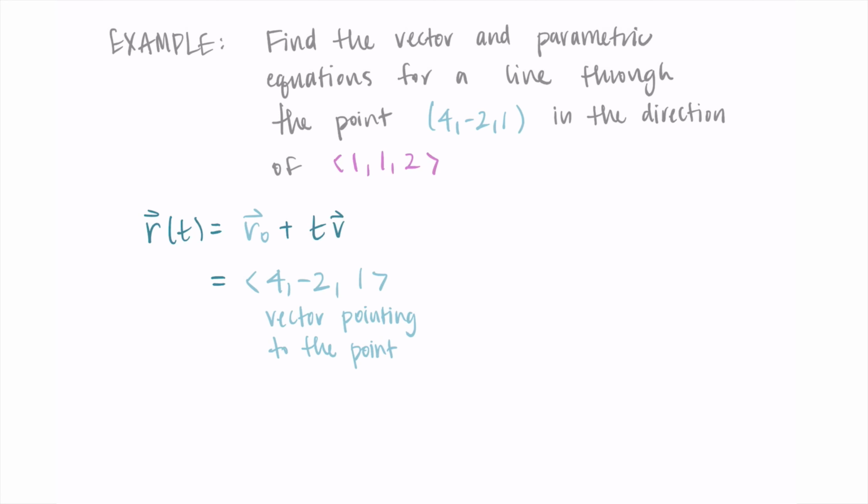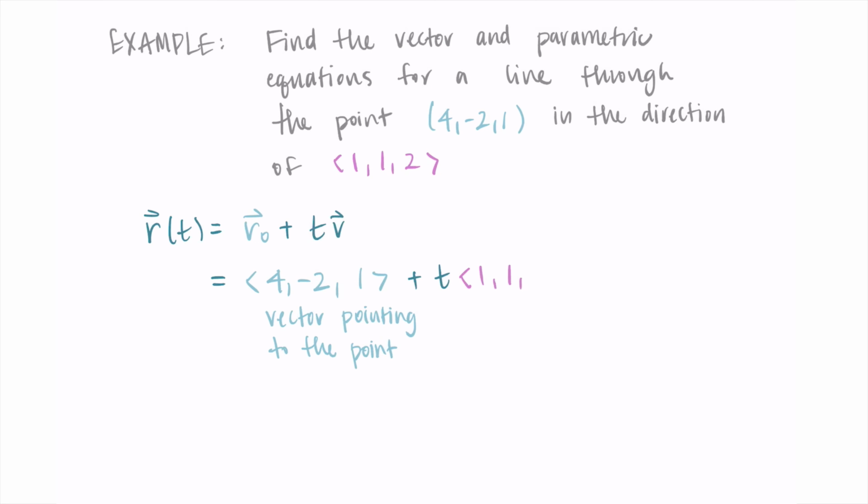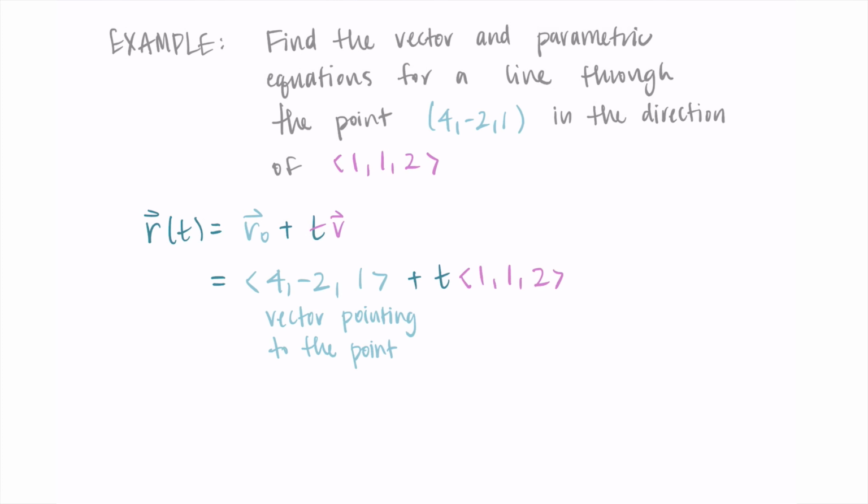Then we're going to add it to the vector that's pointing in the right direction, the direction that we were given. So I'm going to add it to t times that direction vector. That's my v vector, 1, 1, 2. So here, that v vector is the vector pointing in the correct direction.